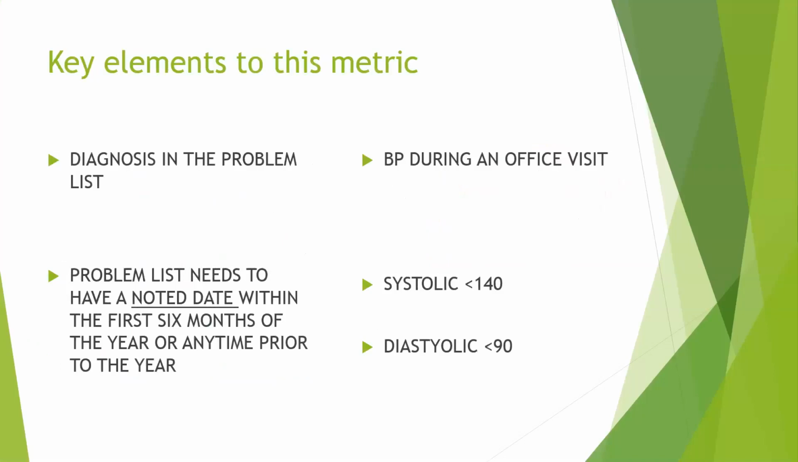So some key elements to this metric and what makes this metric work for reporting is that there needs to be a diagnosis of hypertension in the problem list. The problem list needs to have a noted date within the first 6 months of the measurement period, or this year. That would be January through June of this year, or any time prior. Any time in 2017, 2016 would count as a noted date.